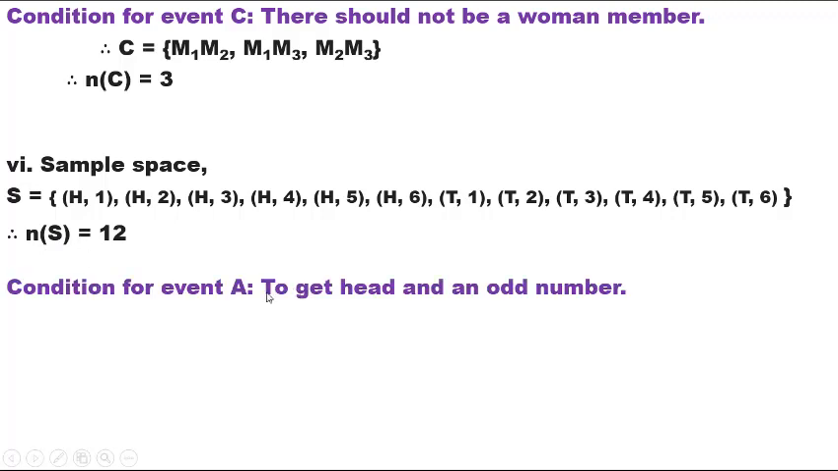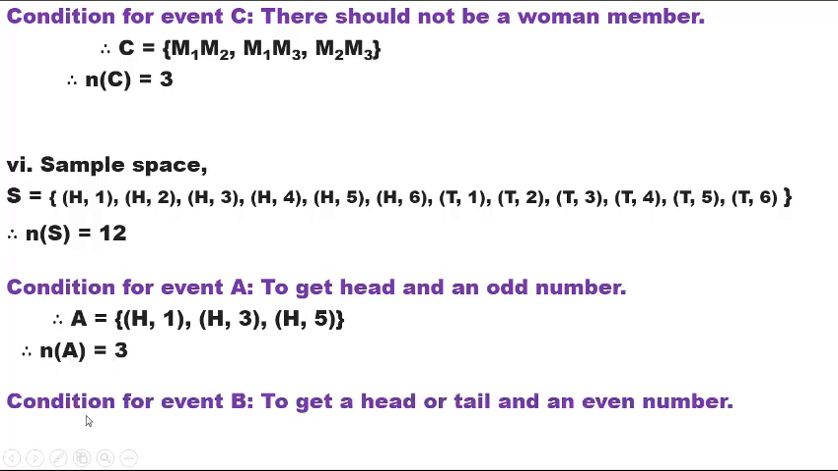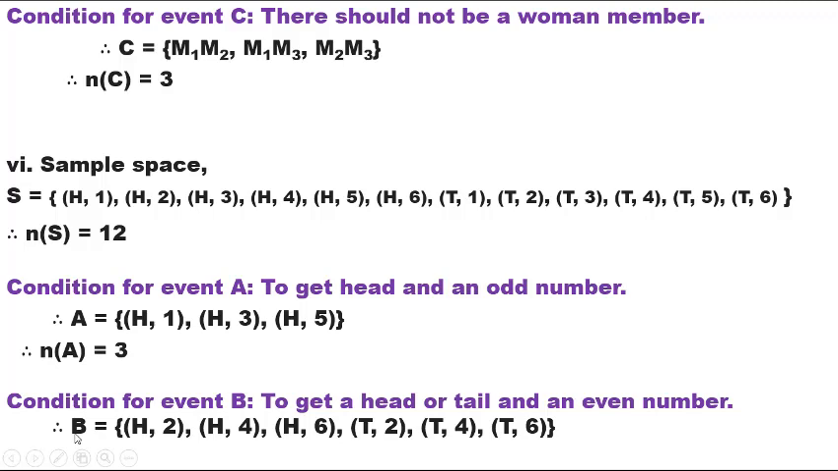Conditions for the event A: to get the head and an odd number. A is a set of H1, H3 and H5. Therefore, number of the sample points of set A is equal to 3. Conditions for the event B: to get the head or tail and an even number. Therefore, set B is equal to H2, H4, H6, T2, T4, T6. Number of the sample points of set B is equal to 6.